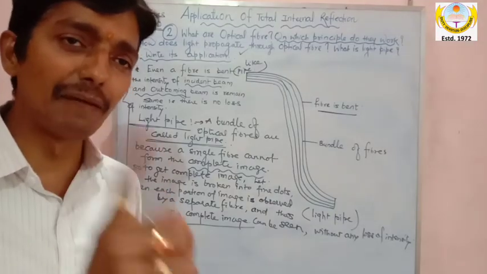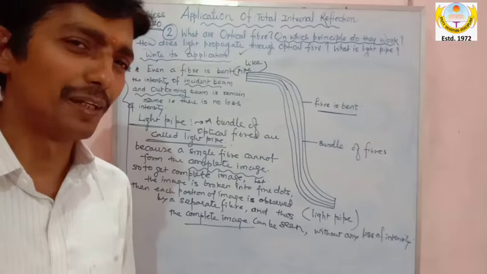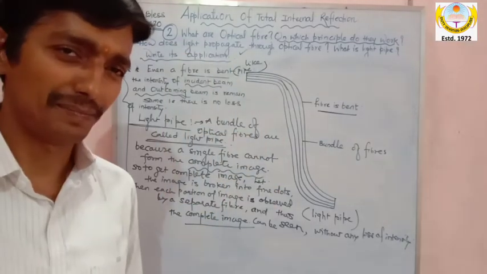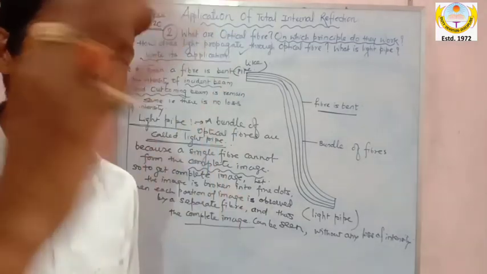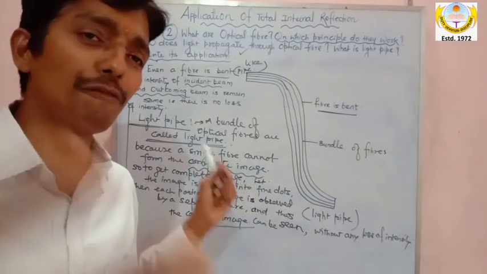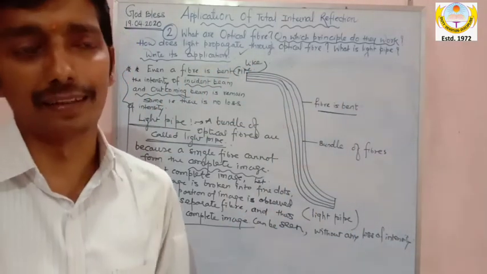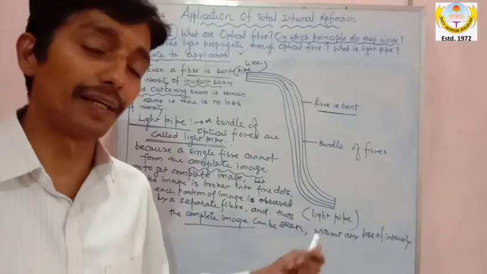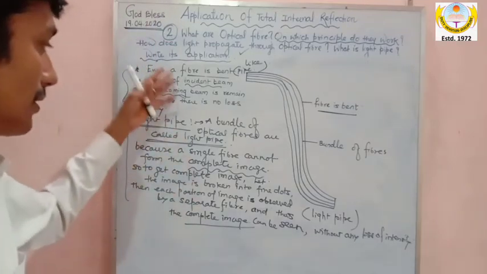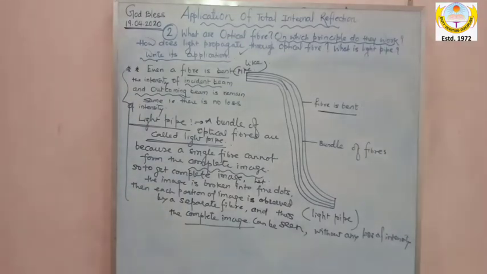It is not a single fiber because each is assigned a work. One fiber will see one portion of the image. So if there are a number of fibers, in this way the entire image can be observed without any loss of intensity, my dear. So this is all about it. Let's begin with the applications of the optical fiber now.